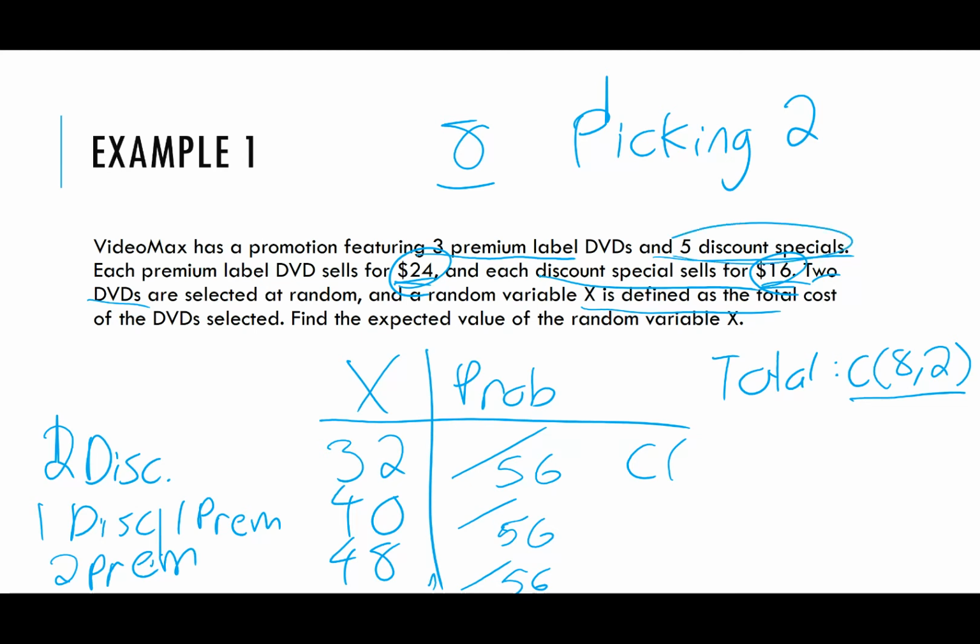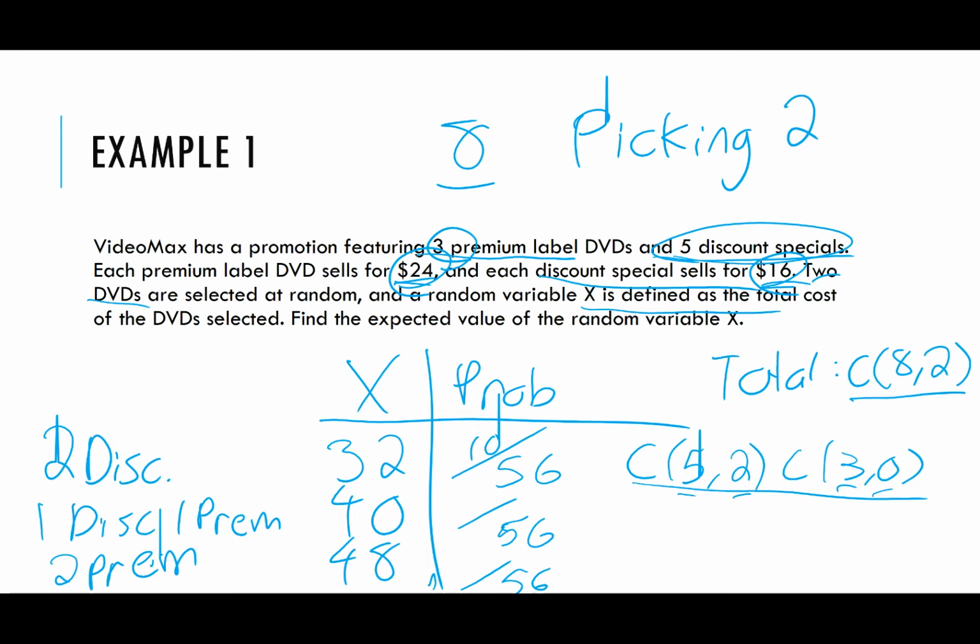There are 5 discounts in total, so you're choosing 2 of them. And out of the 3 premium DVDs, you're choosing none of them, right? You're buying 2 DVDs, and this is the case where both of them are discount and none of them are premium. So if you multiply them together, you should have, I believe, 10.